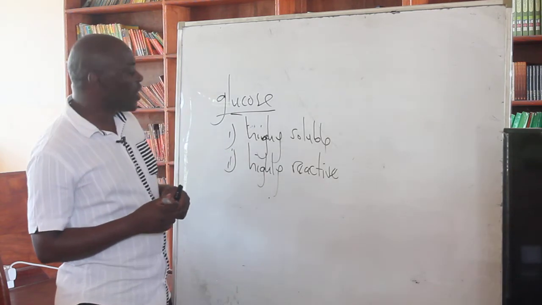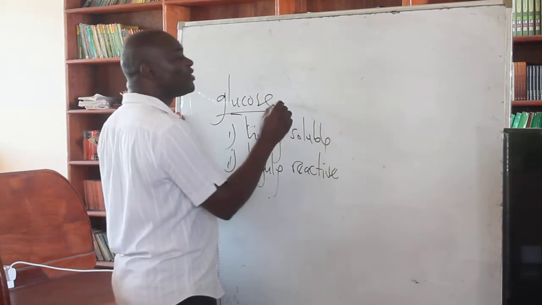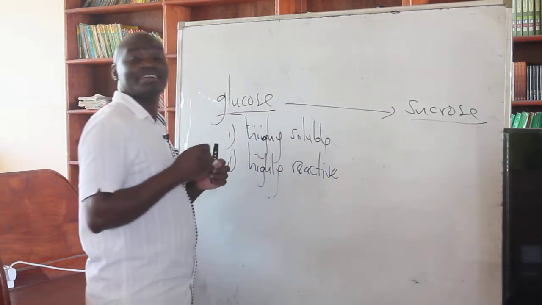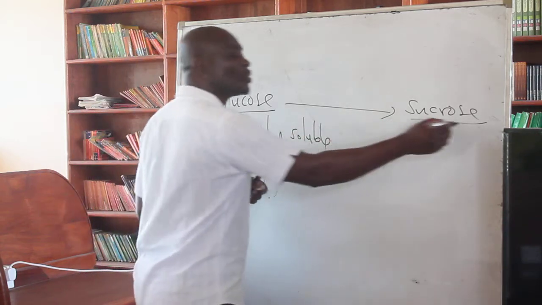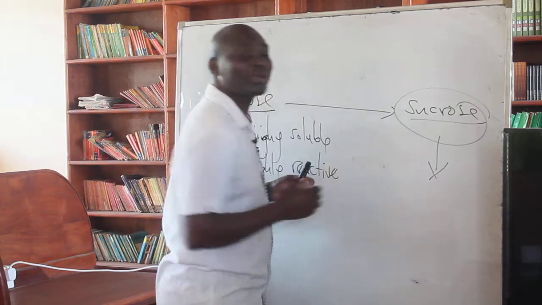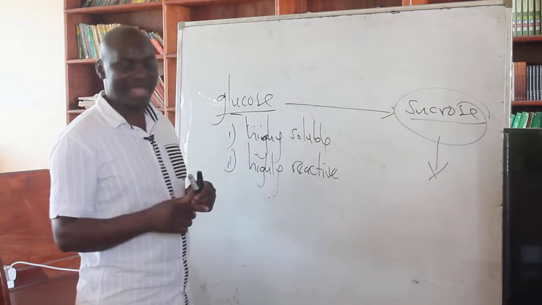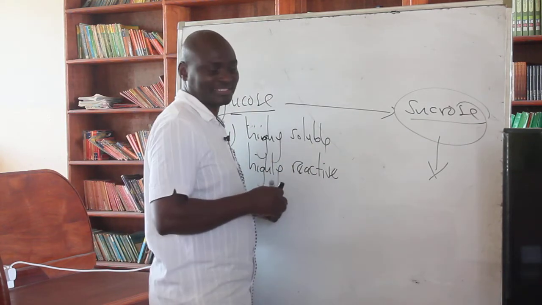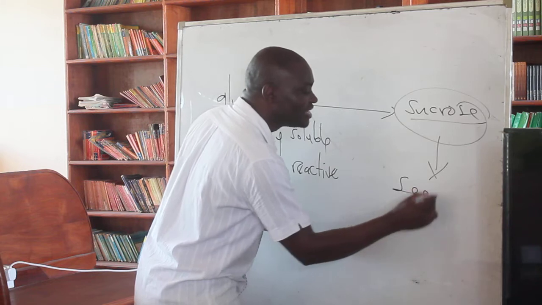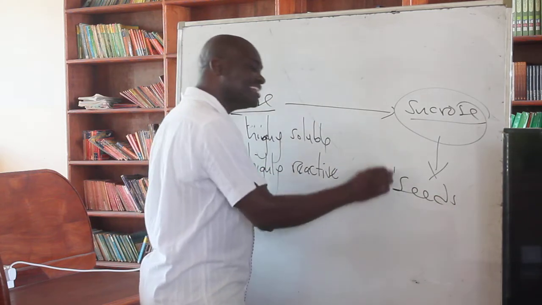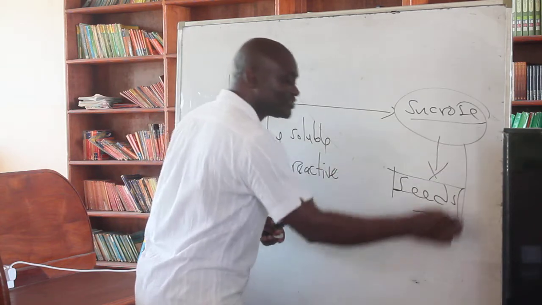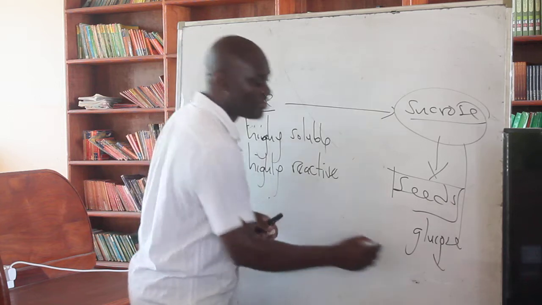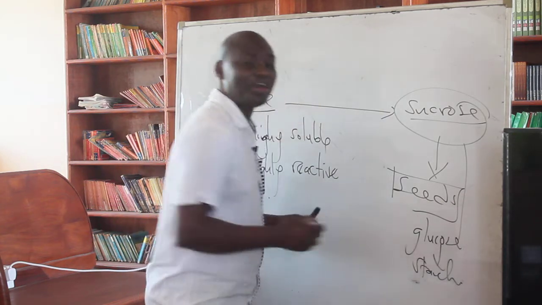Because of that, glucose is normally converted to sucrose. And then it is the sucrose that is translocated to the various parts of the plant. When sucrose has been taken to the different parts, after maybe reaching the seeds where it is supposed to be stored, then that sucrose will be converted back to glucose, and then glucose will finally be converted back to starch for storage.